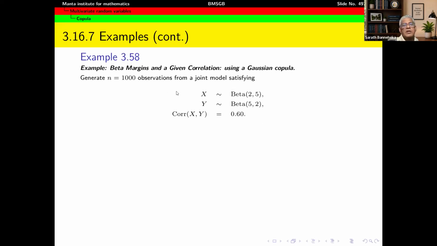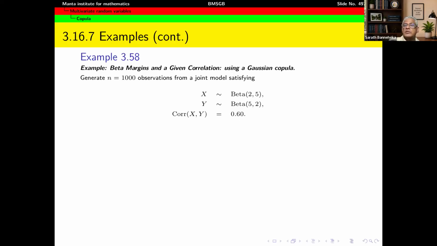Now let us look at another example where we are going to generate some data, XY values, where the marginal of X will be a beta 2, 5 distribution. The marginal distribution of Y will be a beta 5, 2 distribution. So both are beta, but the parameters are different. And now I say I want the correlation between X and Y to be 0.6.